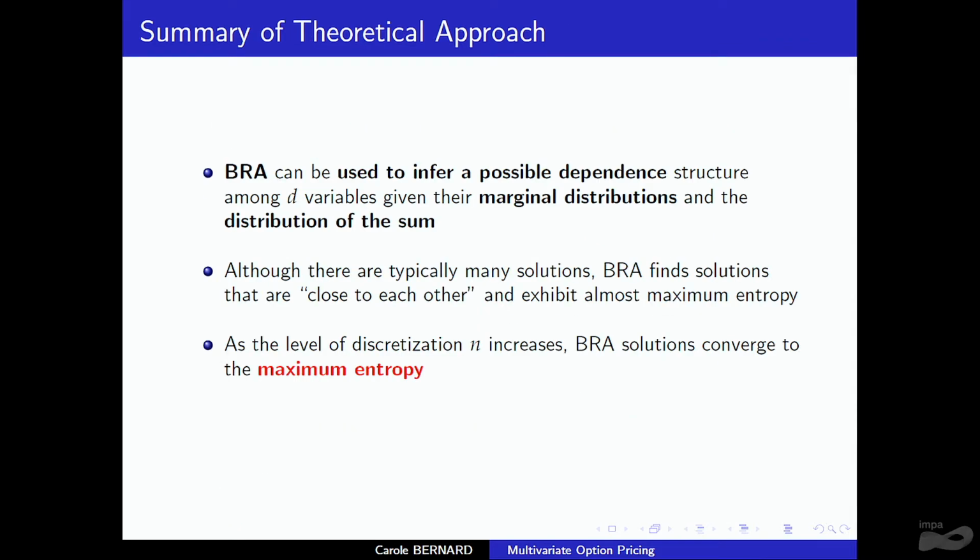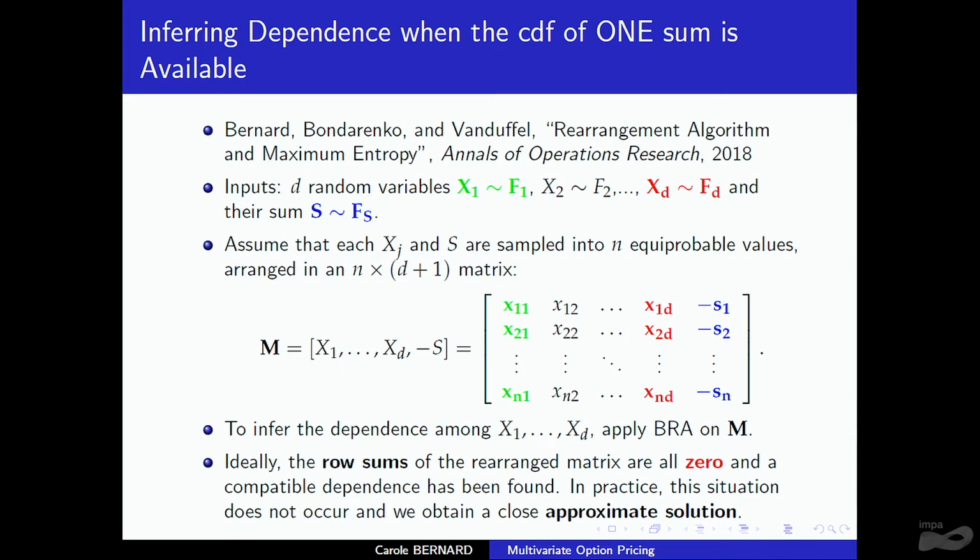Now, this block rearrangement algorithm is good. It allows us to find one possible dependence such that it's consistent with the marginal distributions and the distribution of the sum. It does the job. And at first, we thought we could get all possible distributions like this, because we had the impression we were not making any specific assumption. We were just randomly picking the partition for applying the block RA. We were randomly applying it on the matrix.